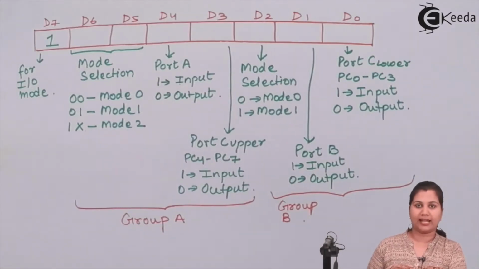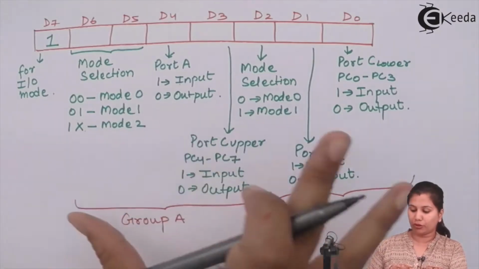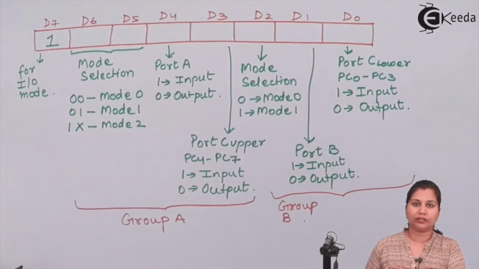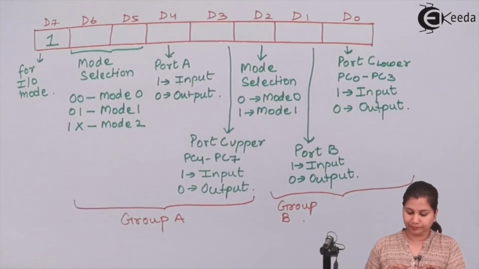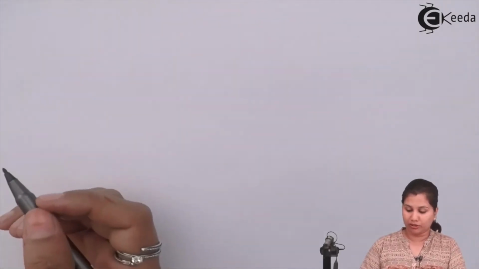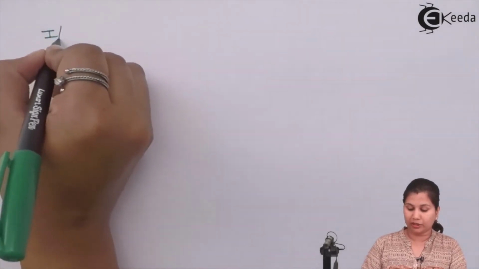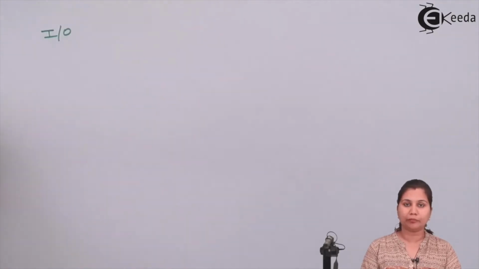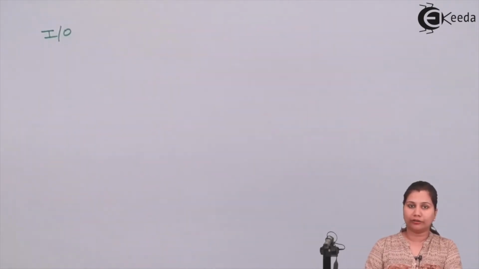Whenever it is asked what the control word for input output mode is, you can draw these bits and explain the functioning of all the bits in this. So we have known that the control word decides which port is acting as an input port and which as an output port, and which mode is working. All of it is decided by the control word.